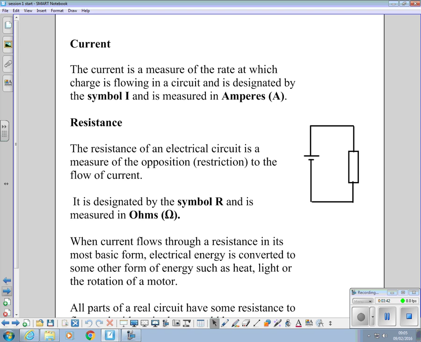Current, second quantity. Current is a measure of the rate at which charge is flowing in a circuit. Designated by the symbol I. So we use I to designate a particular current, and it's measured in amperes, or amps for short. We use a symbol A for that. It's a capital letter A, and it's a capital letter I in those cases.